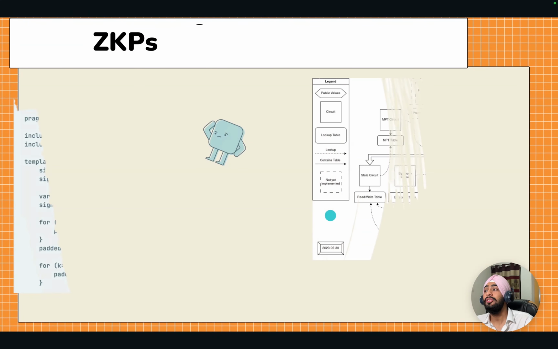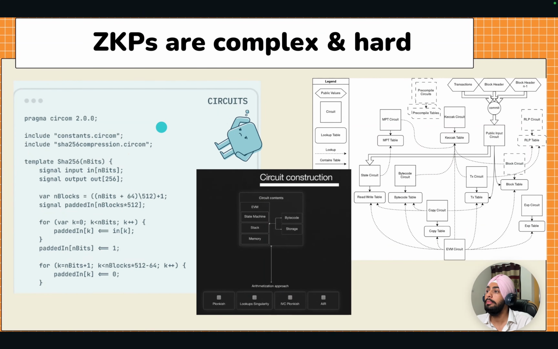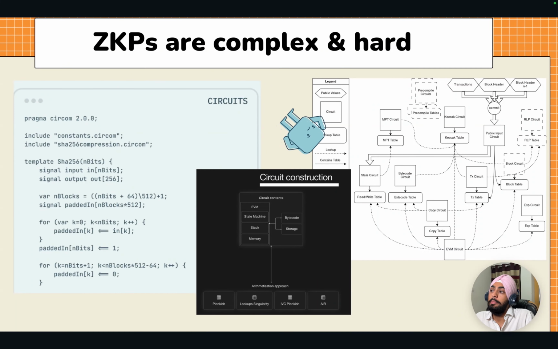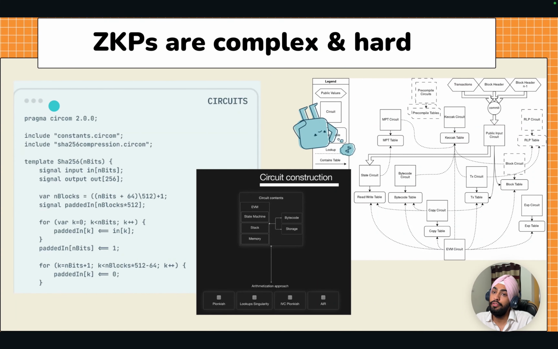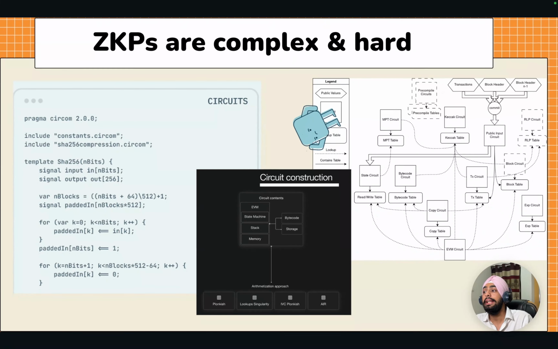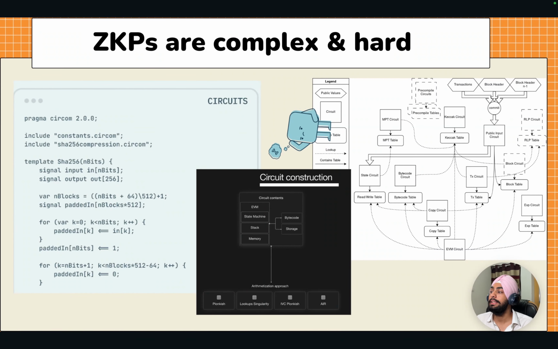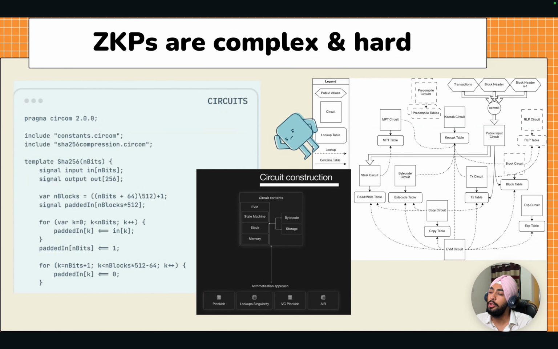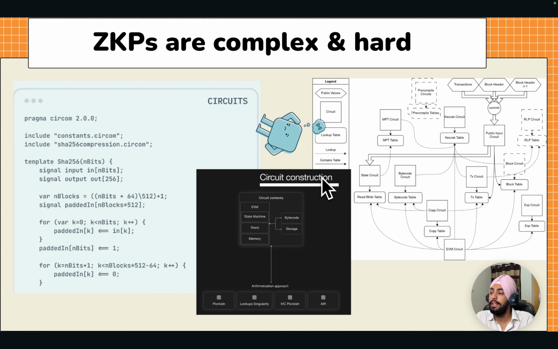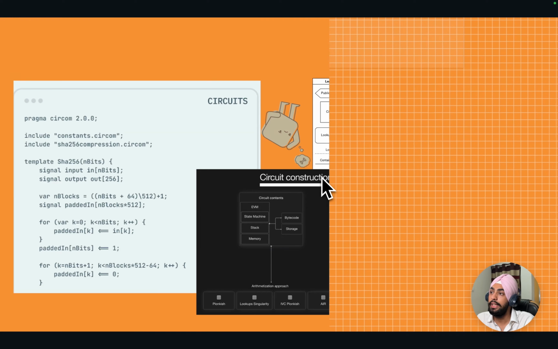So now to actually make your function ZK provable and to generate a ZK proof of it, you need to write it as a circuit. So basically you need to write it in a specific form, which is very complex and known as circuits. And to maintain these circuits, you need a specialized team, and it might need to be redone when a new proof system comes out, right? So in short, ZKP adoption has been held back, and building ZKP systems has been extremely complicated.